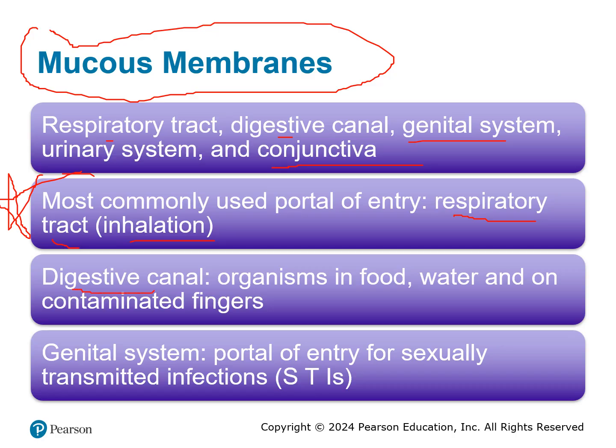All right, then we have the digestive canal. So anything you eat, drink, or if you put your fingers in your mouth, you can pick up germs. Then we have the genitals. So any STIs are going to be accessed by the genitals. But keep in mind, sorry to bring this up, but HPV, for example, can actually be spread by other means than just direct genital to genital. So keep that in mind.